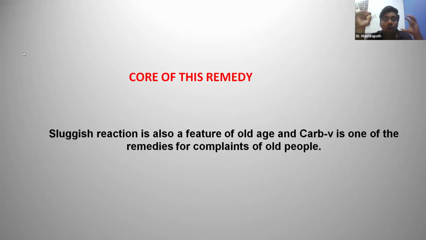Now, the core of this remedy is sluggish reaction, which is also a feature of old age, and Carbo veg is one of the remedies for complaints of old people. Remember this. Sluggish reaction with features of old age, Carbo veg is one of your top remedies. You need to think of this remedy always in your clinic.